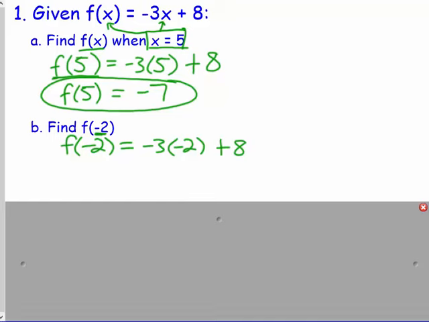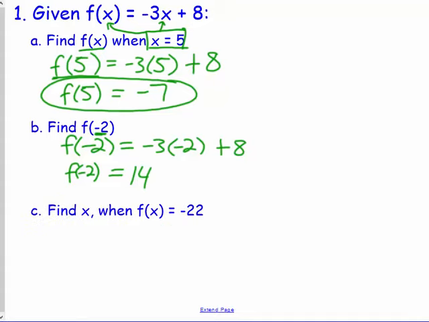I do the same steps that I did before, and I take negative 3 times negative 2, I get a positive 6 plus 8, and my answer is 14. Some of you guys might just leave it as, okay, hey, my answer is 14. That's totally fine. Others like to write it all out and say, okay, well, f of negative 2 equals 14. And either way works fine for me at this point.